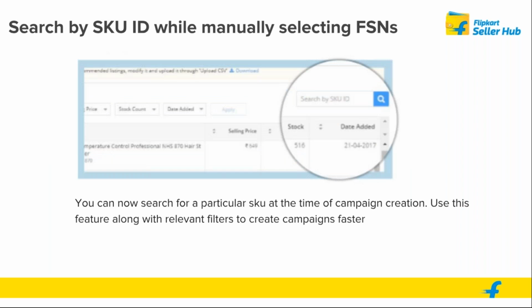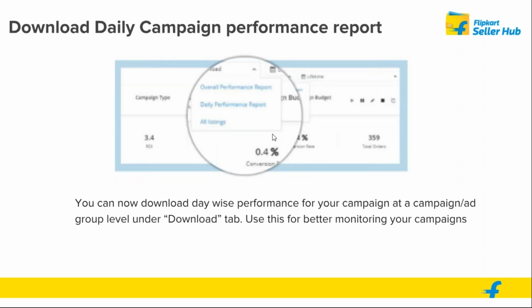Search by SKU ID is something we have already seen. This is a new feature that we have put in, for your ease of selecting products with the manual method of selecting FSNs. Okay, this daily campaign performance is something that we were talking about some time back. It is on that download arrow, you remember, on which we discussed the overall performance report, regarding the actions, action rate, conversion and all that.